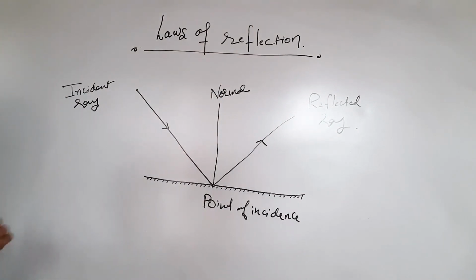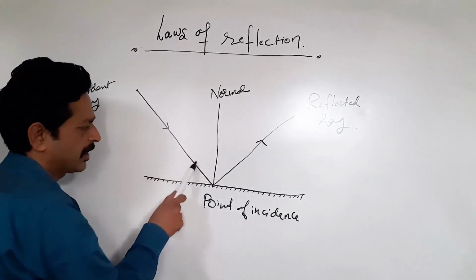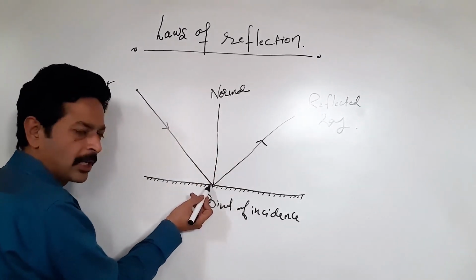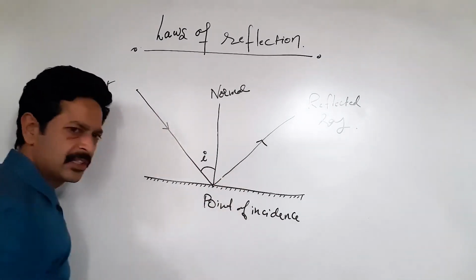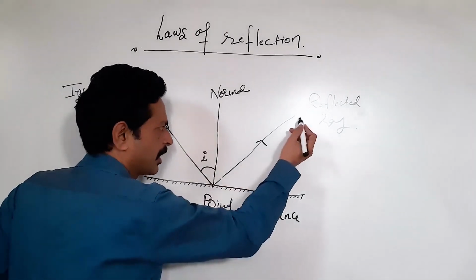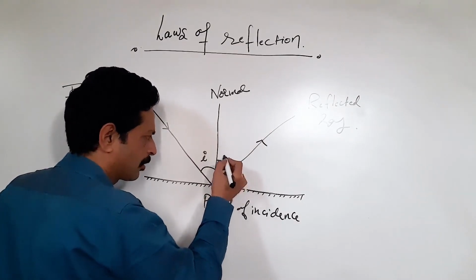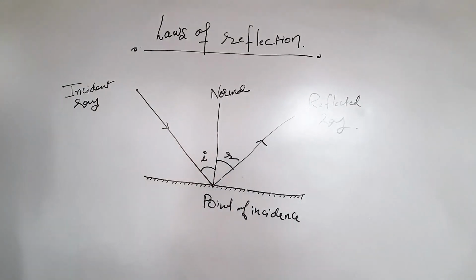Now, remember this thing. The angle between the incident ray and the normal at the point of incidence is known as the angle of incidence. The angle between the reflected ray and the normal at the point of incidence is known as the angle of reflection. Okay? Good.